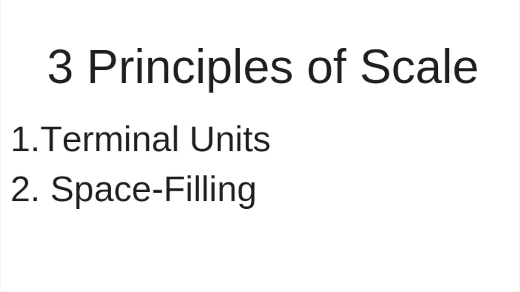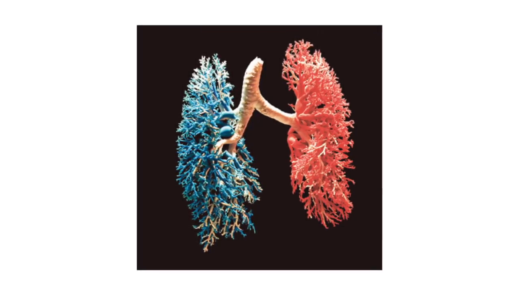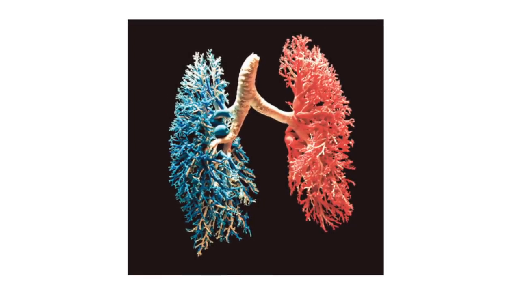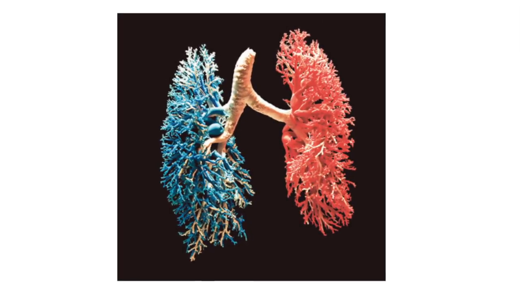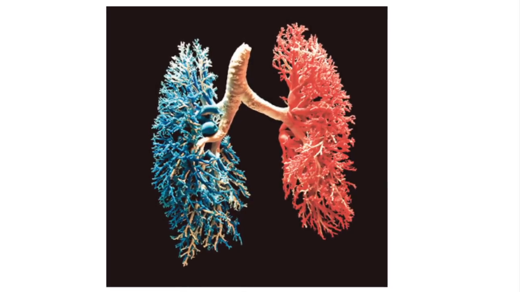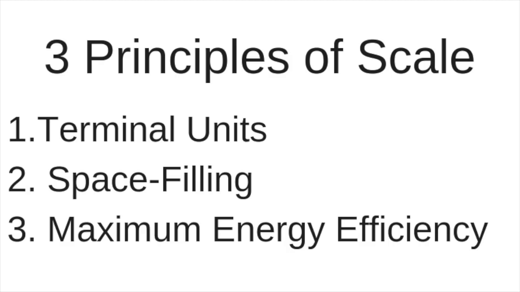The second property of scale is that everything must be space-filling. The most common example is lungs. In a human, lungs are about the size of a football, but if you expand them out, they're about the size of a tennis court in terms of surface area. Another one of these facts is that if you took all your capillaries and veins and stretched them across the world, they would go around the world twice, which is pretty fantastic given surface areas.